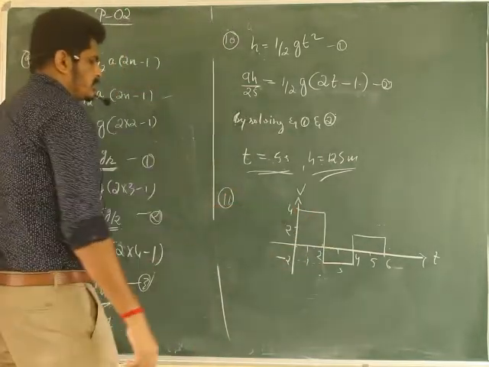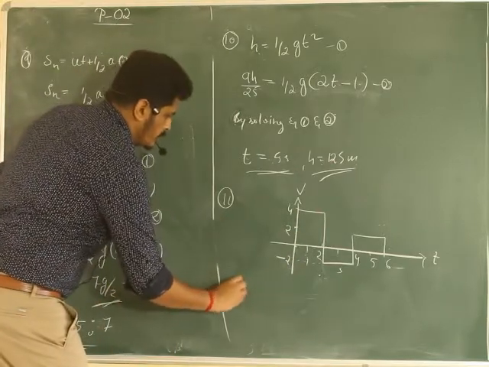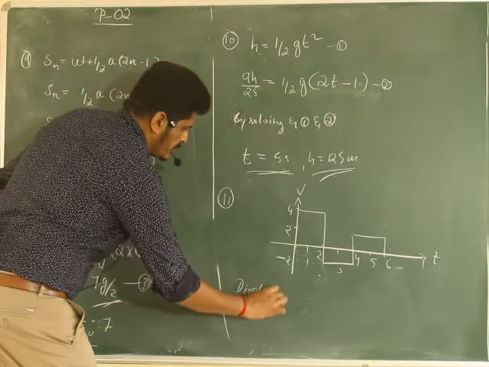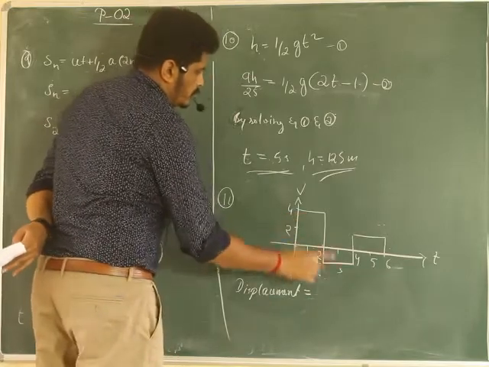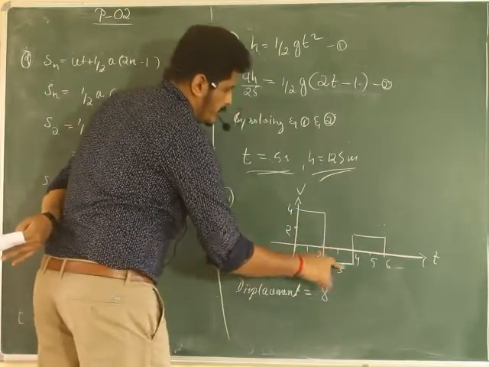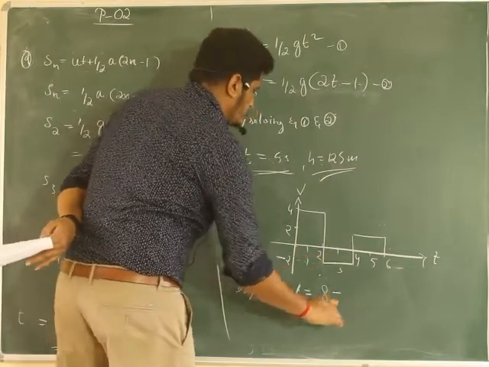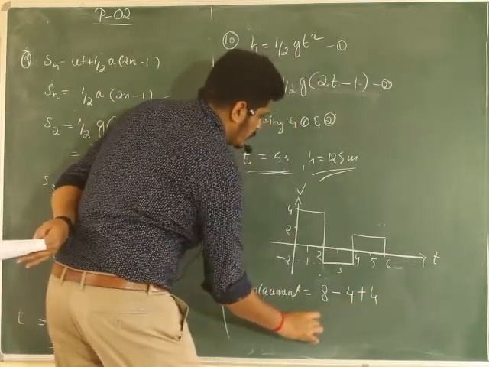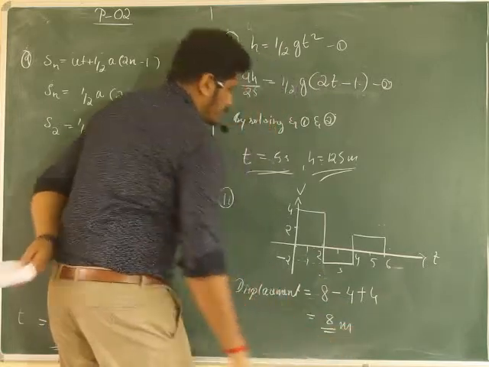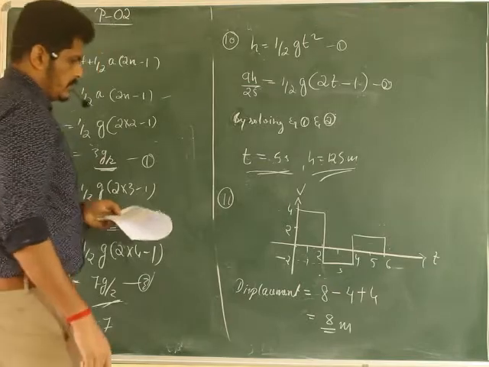So the area under the VT graph gives you what? Area gives the displacement. So first I will go for displacement, which is equal to 4 into 2, that means 8, in the negative direction minus 2 into 2, that means minus 4, next 2 into 2, that is 4. So displacement is how much? 8 meter. Correct? Displacement means direction dependent. That is why it becomes 8 meter.